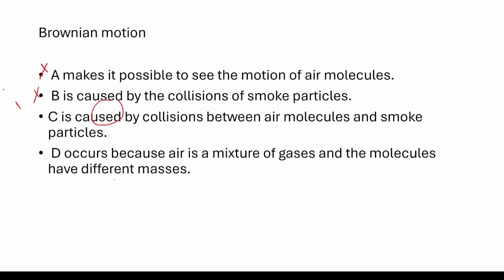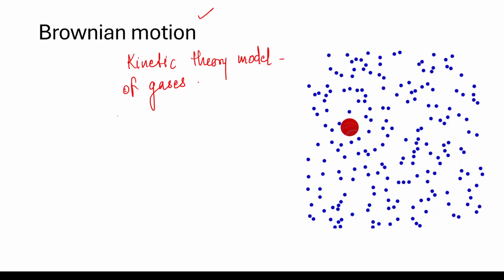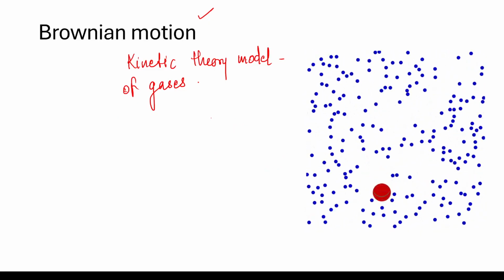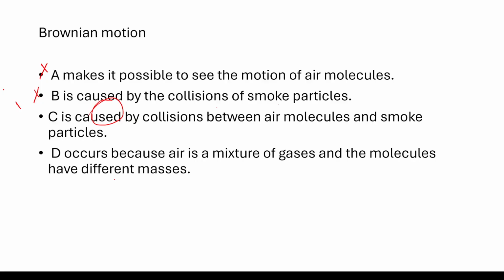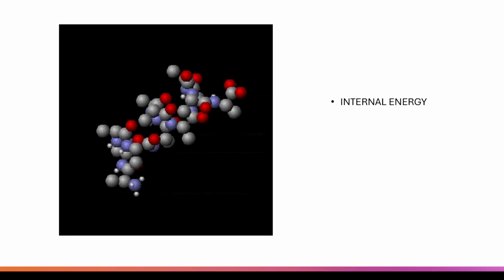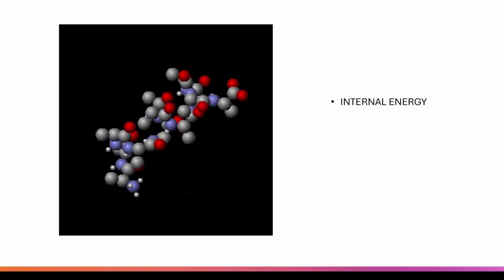That's the right one. So if I take this red particle, if it's a smoke particle, every time the smoke particle collides with the air particle, it's the Brownian motion. So typically Brownian motion is nothing but the random motion of the gas particles. And how do we see it? By letting smoke get into a gas chamber and seeing how the smoke particles are randomly changing their direction. Now, again, a topic that you've done in GCSE, internal energy.